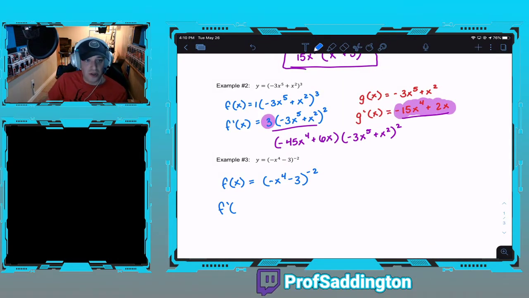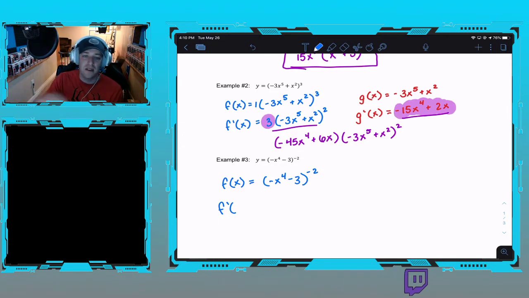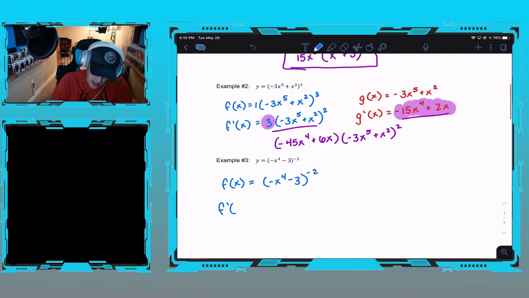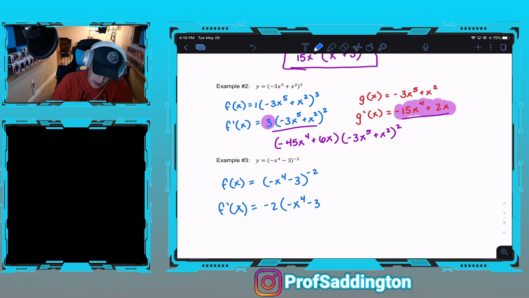So I got negative x to the 4th minus 3 to the negative 2. So when you guys go to do the derivative, you're going to have to multiply the negative 2 out front. And again, in front of the parenthesis is just 1. So I have f prime of x is equal to negative 2 of negative x to the 4th minus 3.